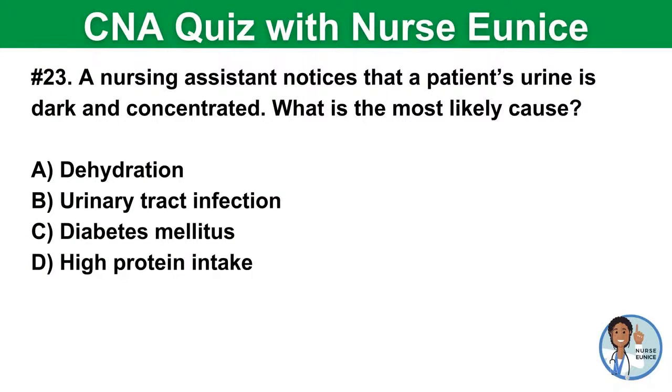Number 23, a nursing assistant notices that a patient's urine is dark and concentrated. What is the most likely cause? Dehydration, urinary tract infection, diabetes mellitus, or high protein intake?